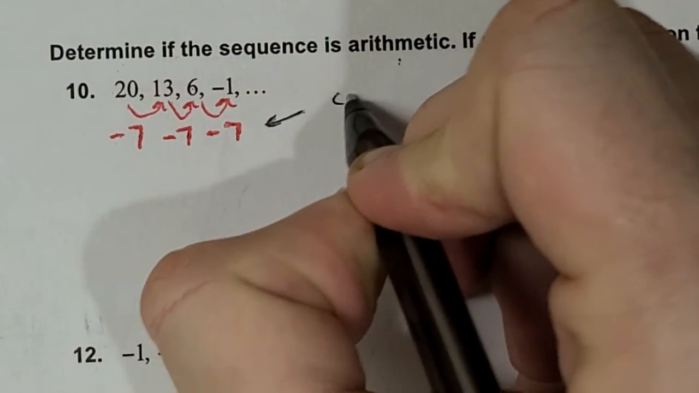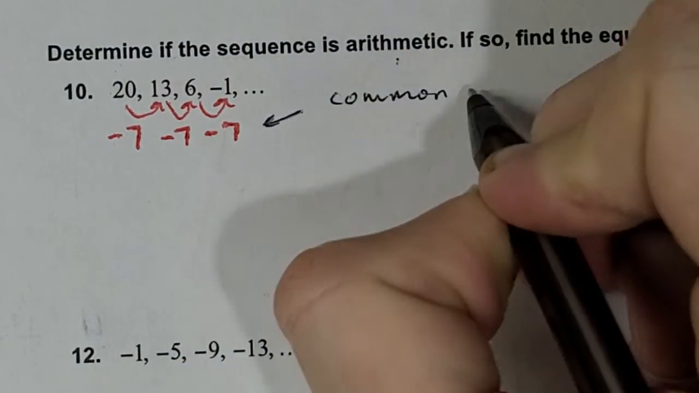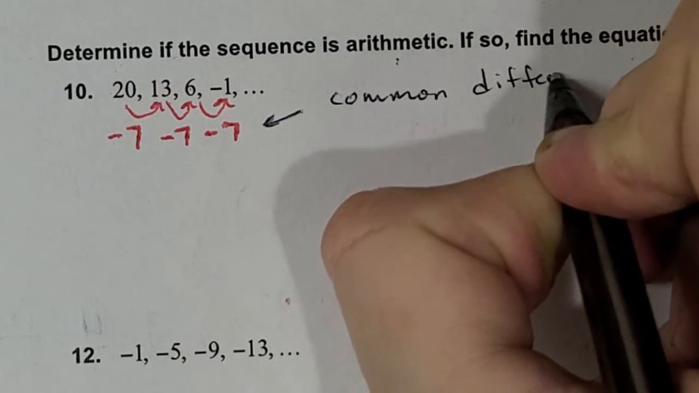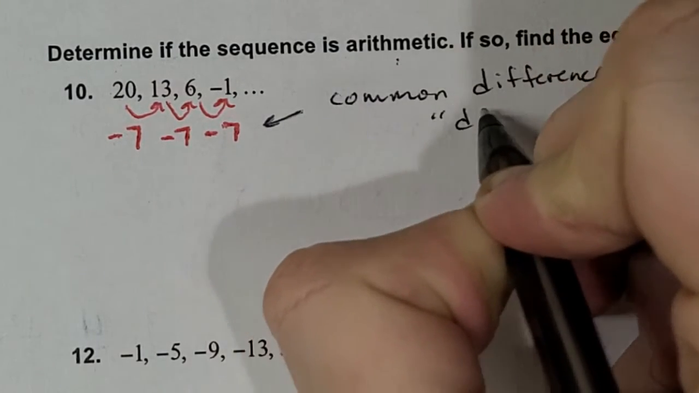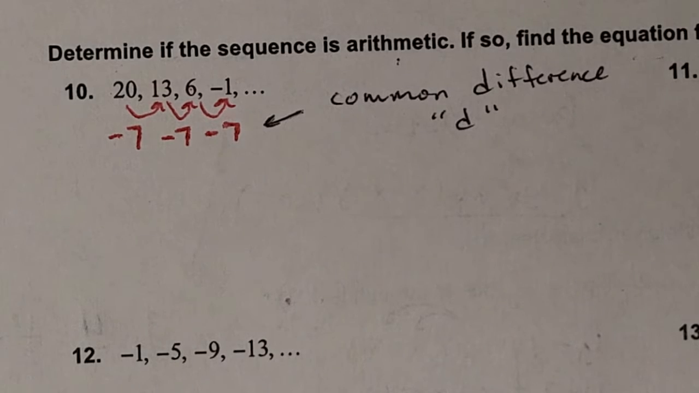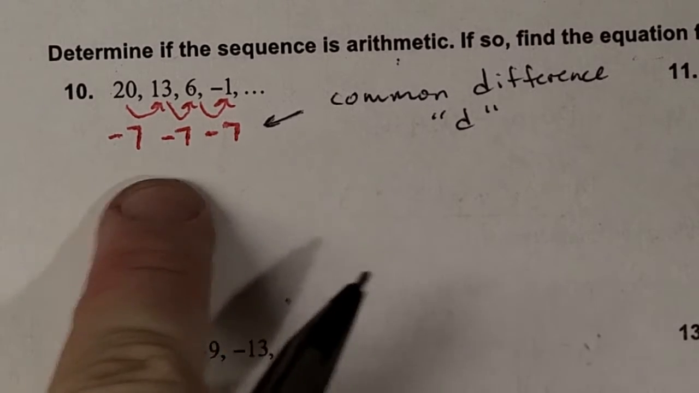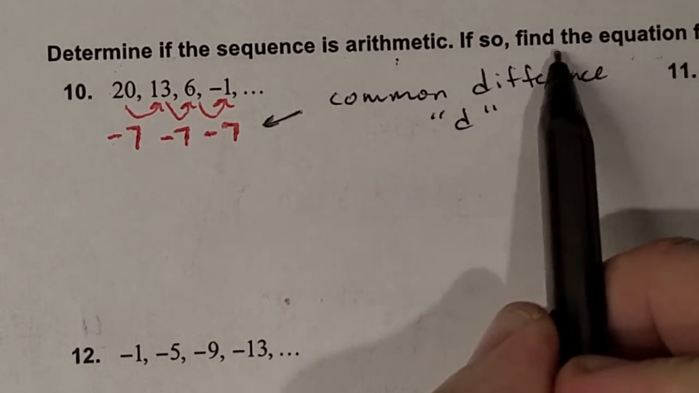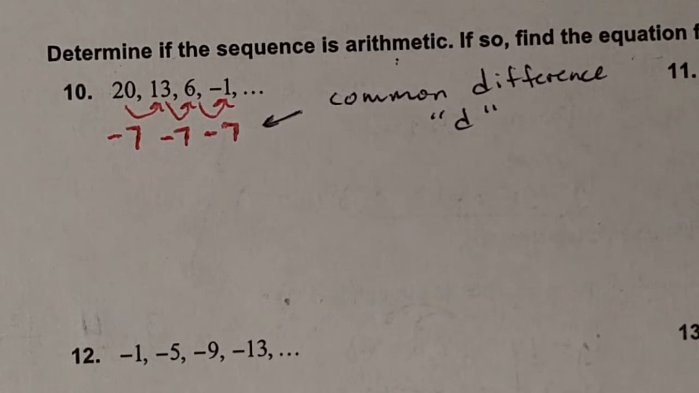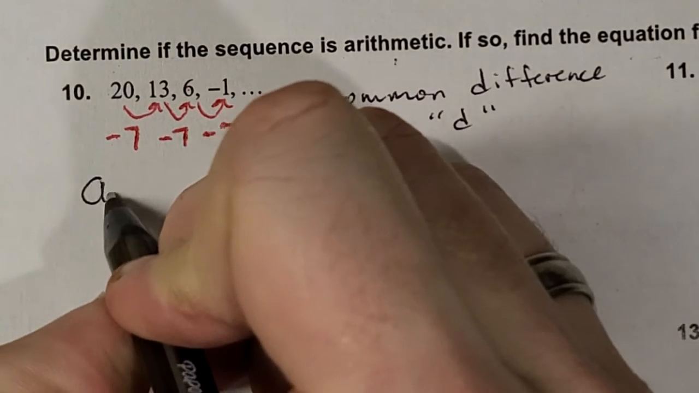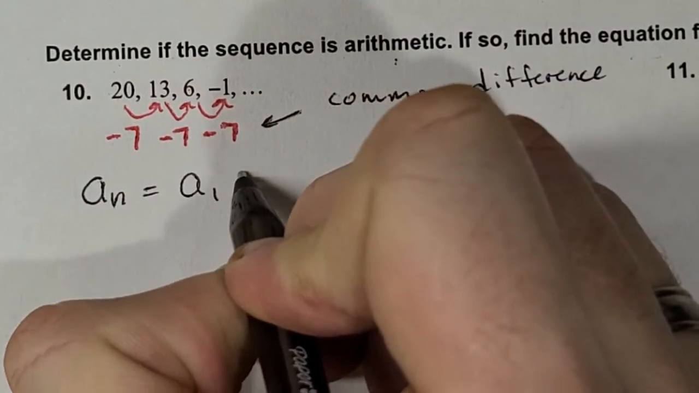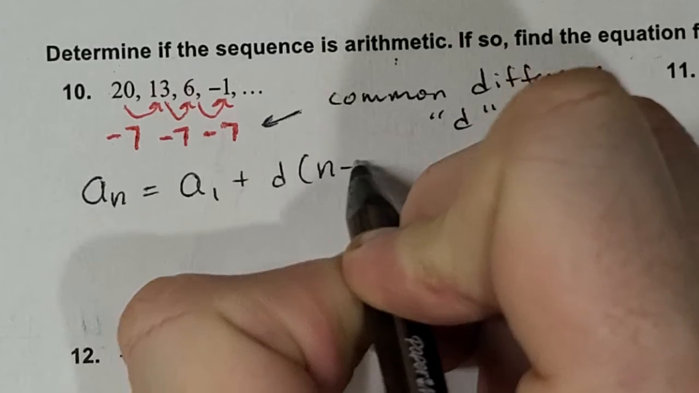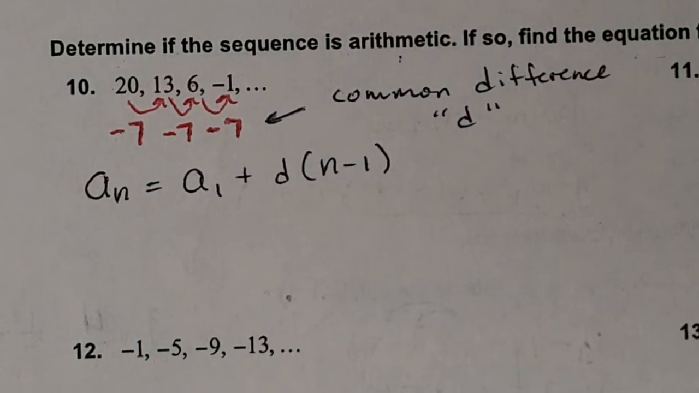Remember that number right there is called your common difference. And it is denoted by the letter D. D stands for difference. So because all of these distances or differences are the same, that's why it's called a common difference, I can say, yes, it's arithmetic. Now, if it's arithmetic, I need to find the equation for the nth term. So that comes from this. A sub n equals my first term plus my common difference times n minus 1. That's what we discovered when we did our notes.